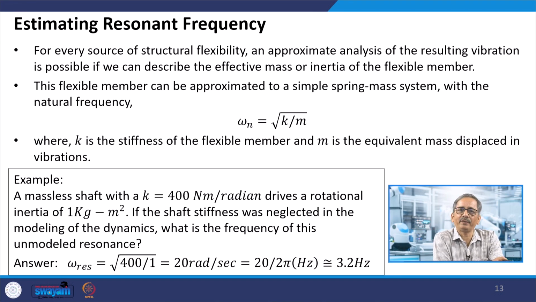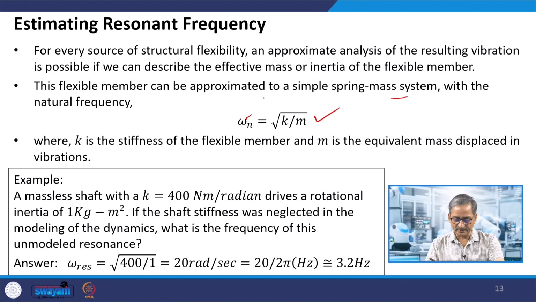So, for every source of structural flexibility, an approximate analysis of the resulting vibration is possible, of course, that we can do. We can describe the effective mass or inertia of the flexible member. So, the flexible member can be approximated by a simple spring-mass system, then I can describe the natural frequency as root of k by m. This way we can estimate the natural frequency.